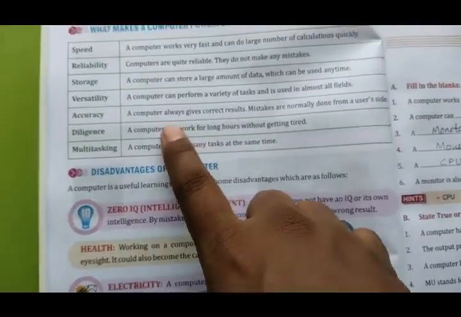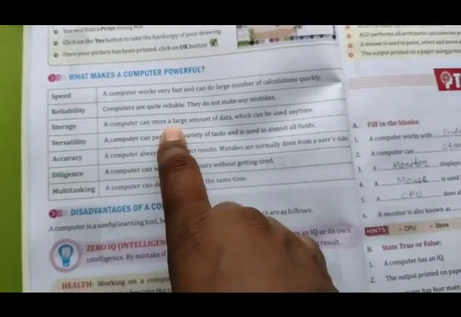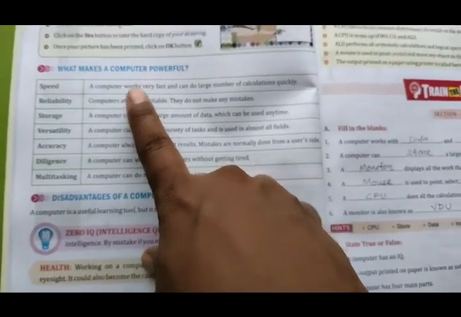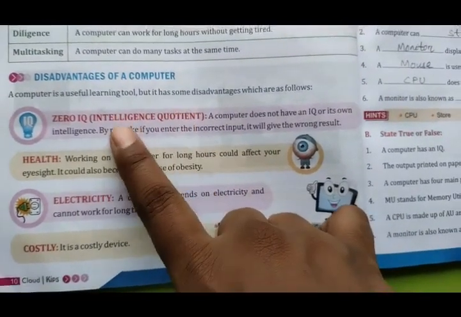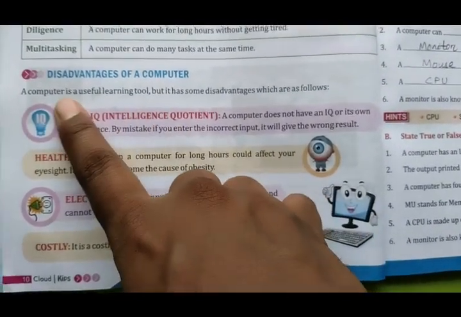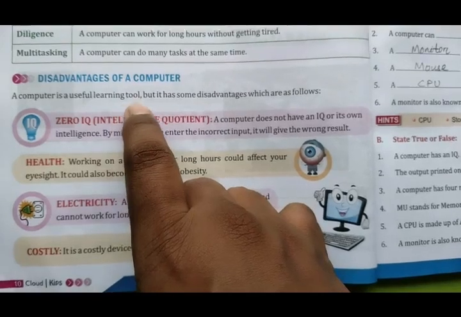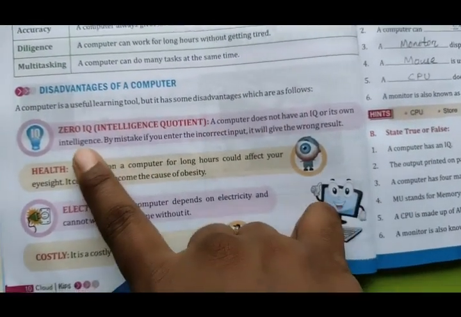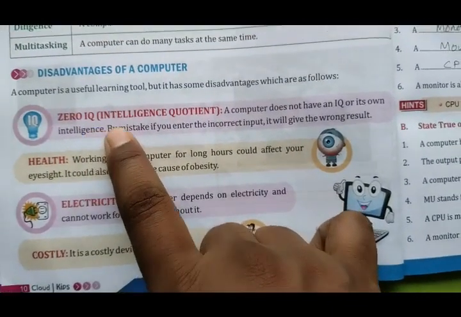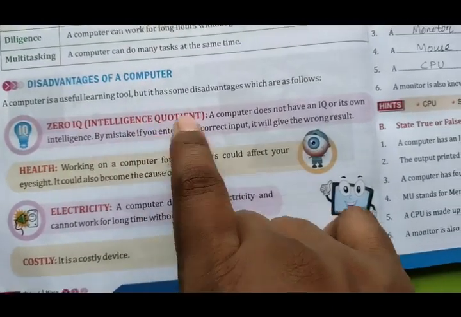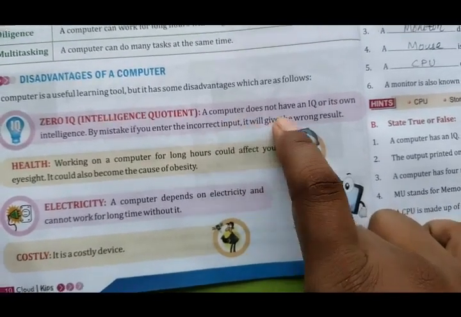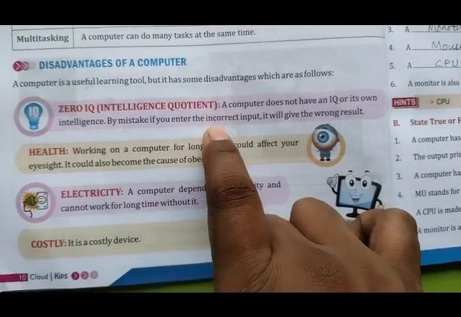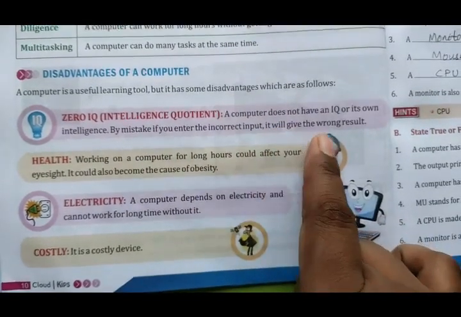disadvantages of a computer. So these may be the advantages of a computer, which make the computer powerful. Let us read the disadvantages of a computer. A computer is a useful learning tool, but it has some disadvantages, which are as follows. Zero IQ, meaning intelligent quotient. The computer doesn't have any IQ or its own intelligence. By mistake, if you enter an incorrect input, it will give the wrong result.